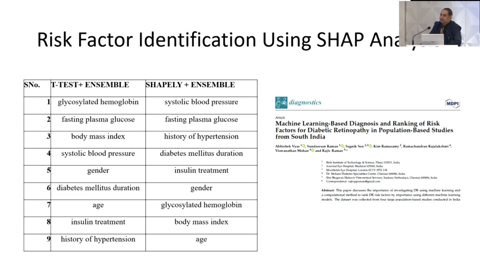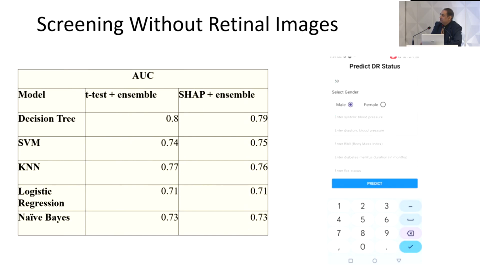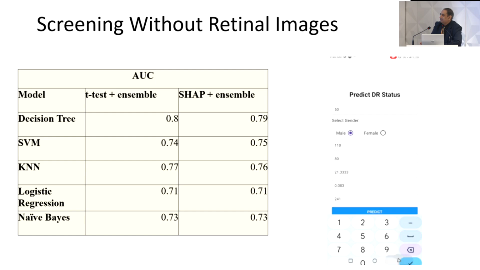The problem is that, as I told you, we don't have so many cameras. So one of the ways we thought of is, can we triage the patients by first looking at risk factors? So we used all the population-based studies published from India and developed a machine learning algorithm where you feed in these factors. This is a small video. You feed in the age, gender, systolic and diastolic BP, BMI, duration of diabetes, and fasting blood sugar. That gives the output of what is the chance of having DR, and for those who have a high chance, getting a retinal photograph may be one of the solutions.